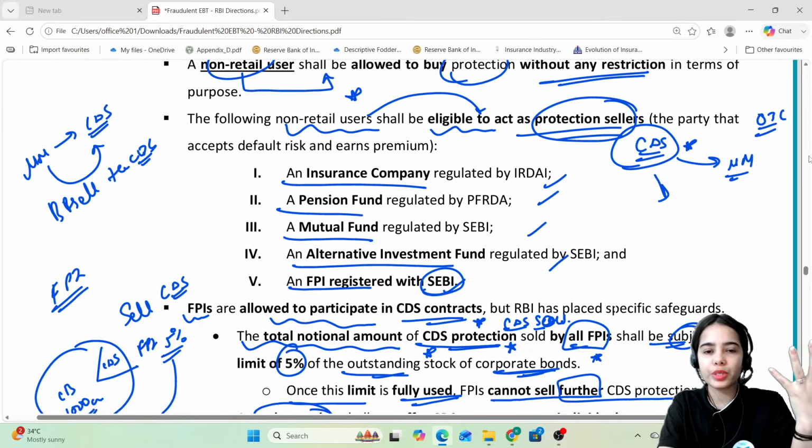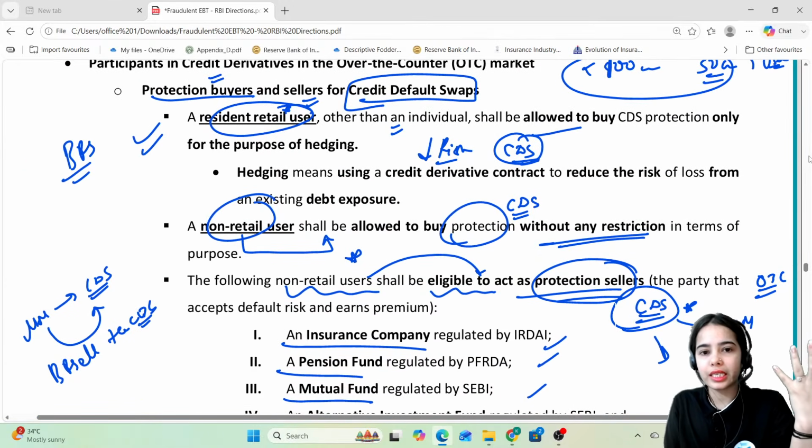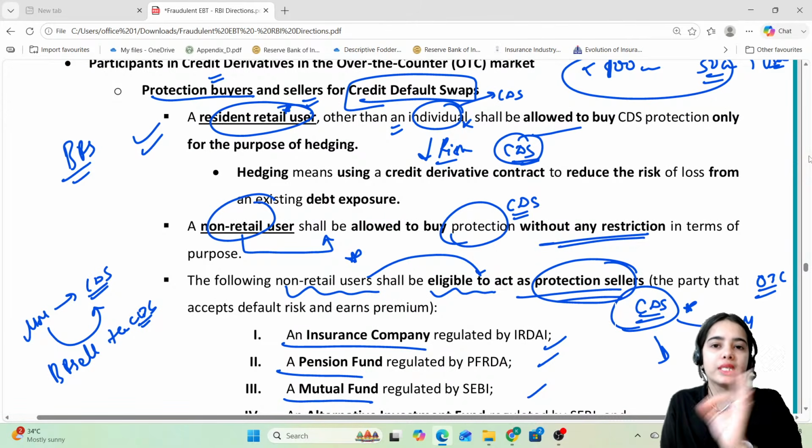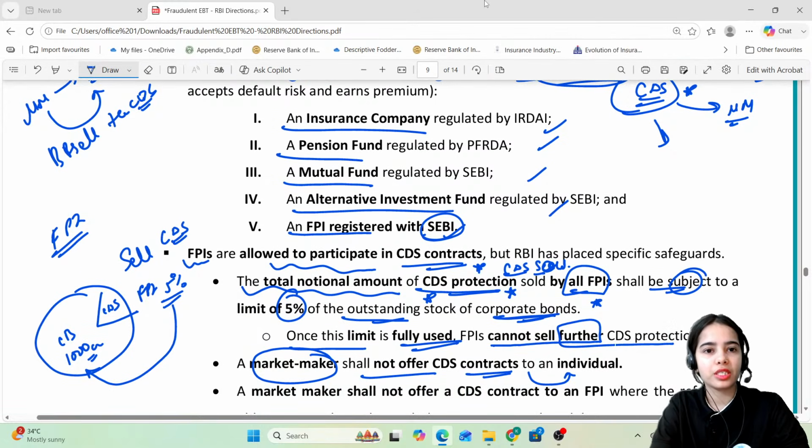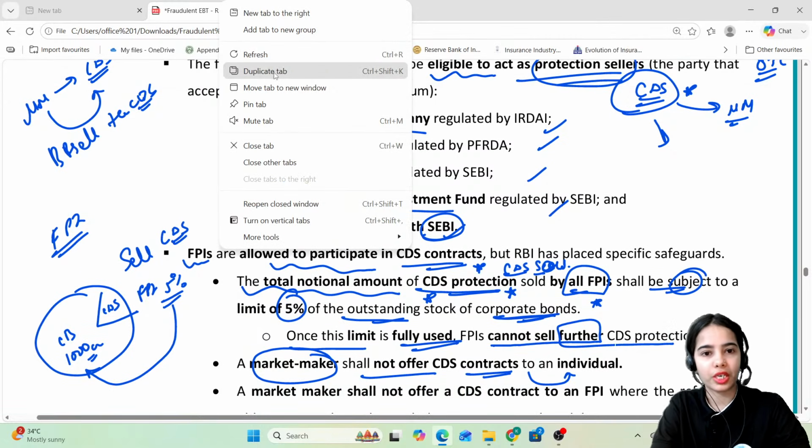So basically individuals in the retail users category, the individuals, they are not allowed for the credit default swap in the OTC market. This is for the OTC market. So I hope this is very much clear. Any confusion, anyone?